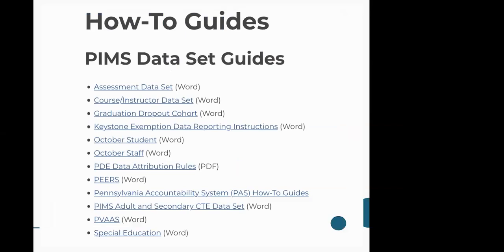So this is what we might see if we go into the how-to guides. These are a list of how-to guides. So you can see that these are excellent resources for when you're not quite sure about the grad dropout cohort or the Keystone exemption data reporting instructions that you've just had to work with, your October staff and student assessments, course instructor dropout, all sorts of good information here. The special ed. So these are things that you would want to look at if you're not sure about how exactly to proceed with an upload.